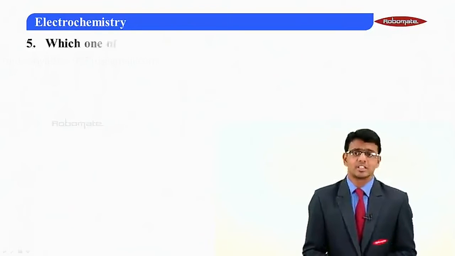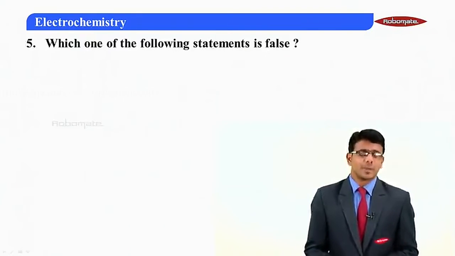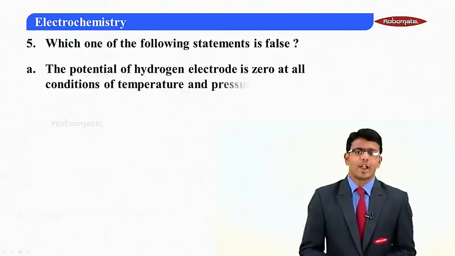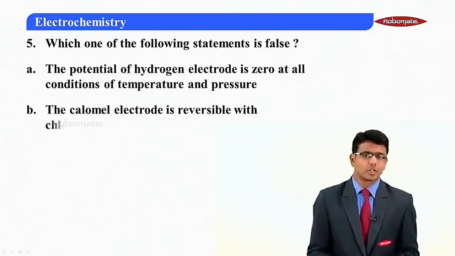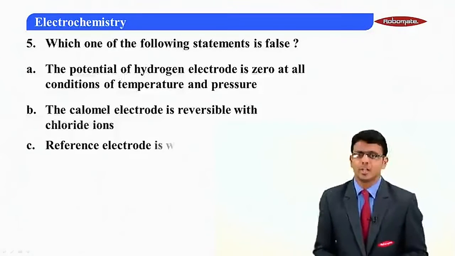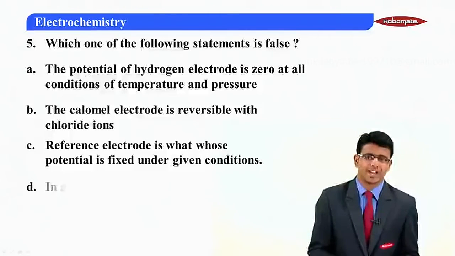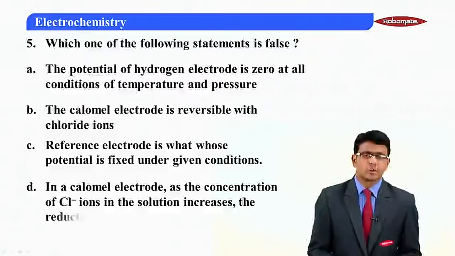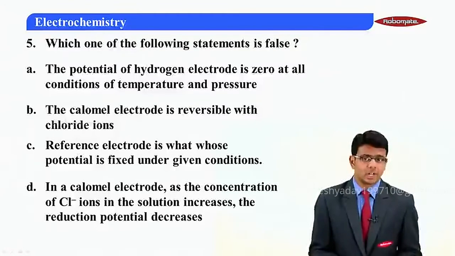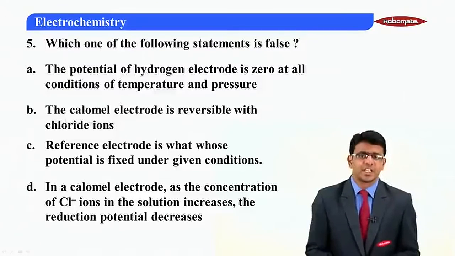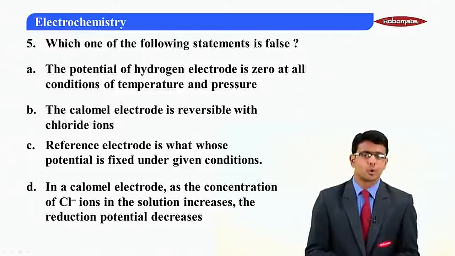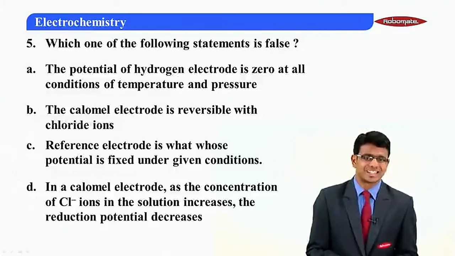The next question is, which one of the following statements is false? Options are, the potential of hydrogen electrode is zero at all the conditions of temperature and pressure. Calomel electrode is reversible with respect to chloride ions. A reference electrode is that whose potential is fixed under given conditions. In a calomel electrode, if the concentration of chloride ions in the solution increases, the reduction potential decreases.